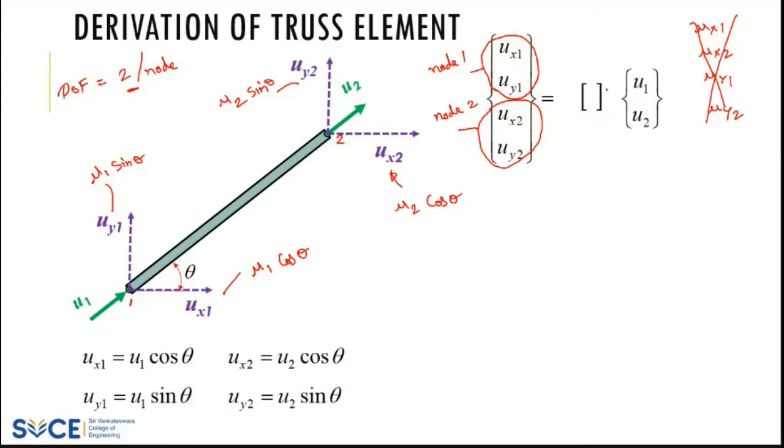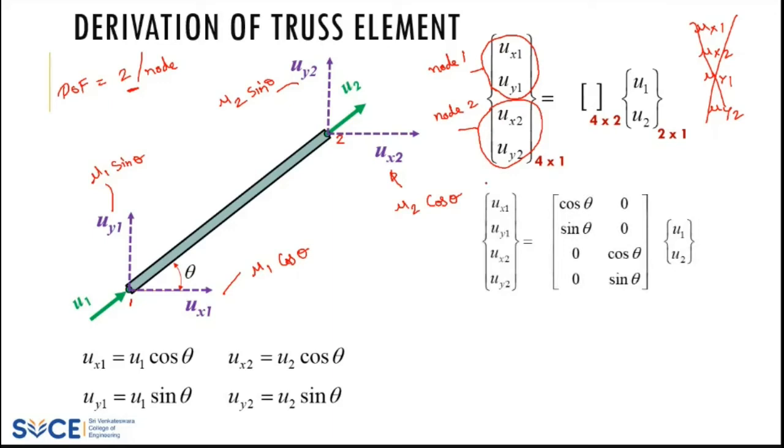You have some matrix and you have u1 and u2 as a common term. What you'll get, this is a 4 cross 1 matrix and this is a 2 cross 1 matrix. What matrix size will be here so that I get a 4 cross 1 matrix? It should be a 4 cross 2 matrix. Writing it accordingly, I'm writing cos theta 0, sin theta 0, 0 cos theta, 0 sin theta, times u1, u2. So I replace this in terms of a matrix form.